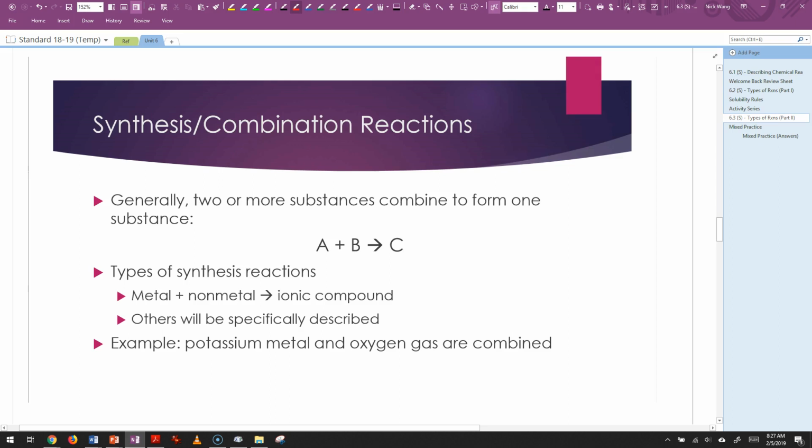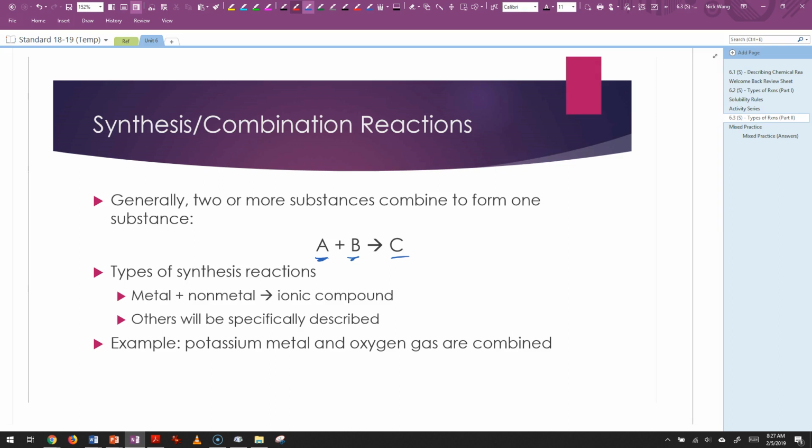So synthesis, in a lot of contexts, means you make something, you produce something. But in this context, we're really talking about combining things where you have multiple substances A and B, and they make one. So multiple substances combining to form one substance. Couple types of synthesis reactions. One is that you usually have a metal combined with a nonmetal, and it makes an ionic compound. All right, that should be more or less obvious, right? Whenever you take a metal and combine it with some nonmetals, you expect to form an ionic compound because that's typically what ionic compounds are made of.